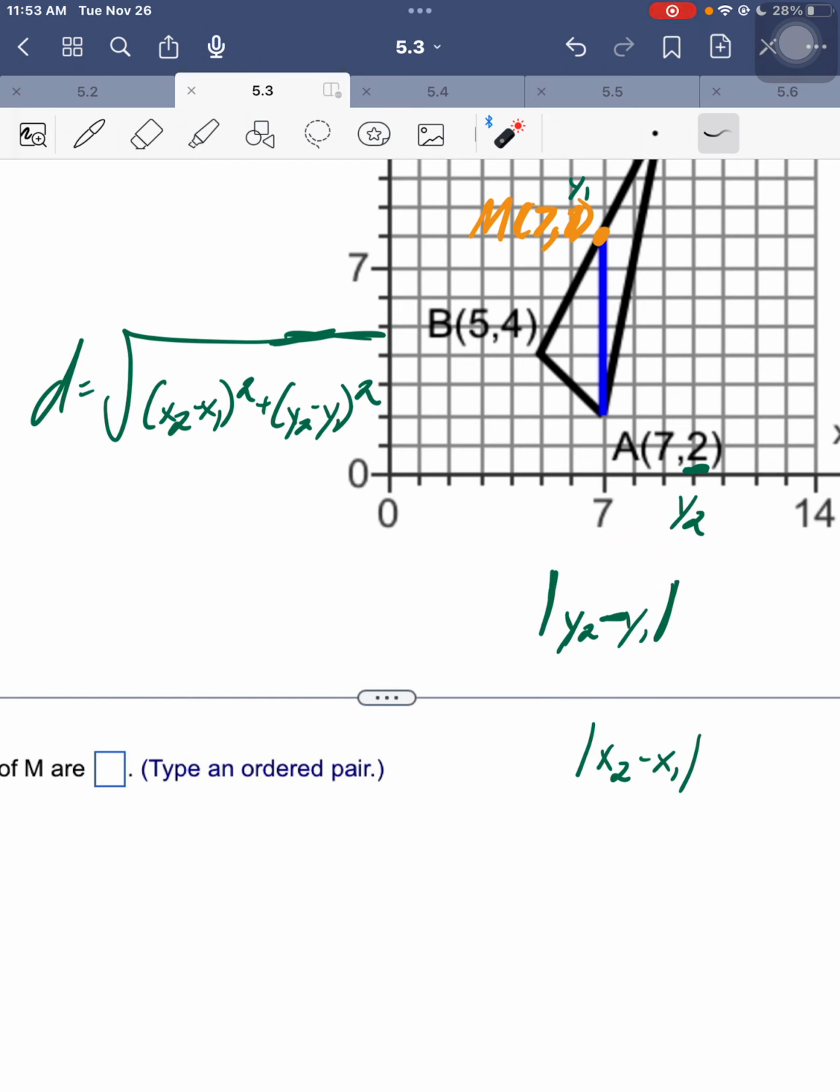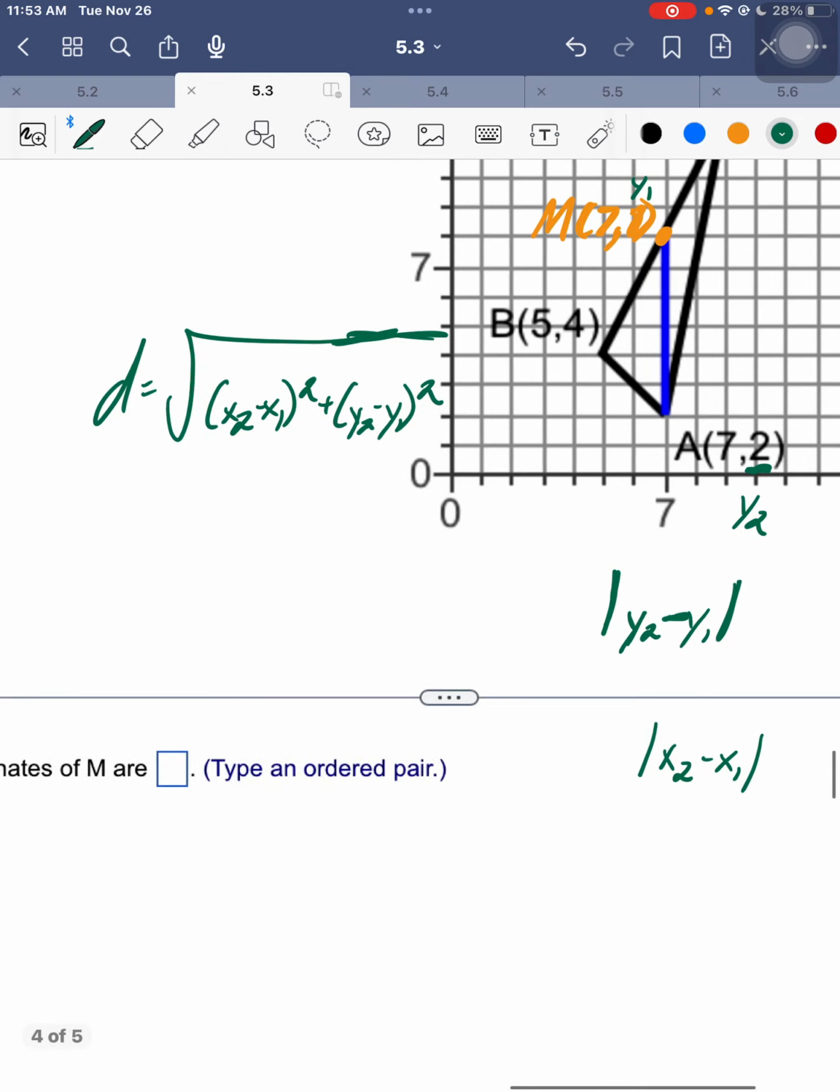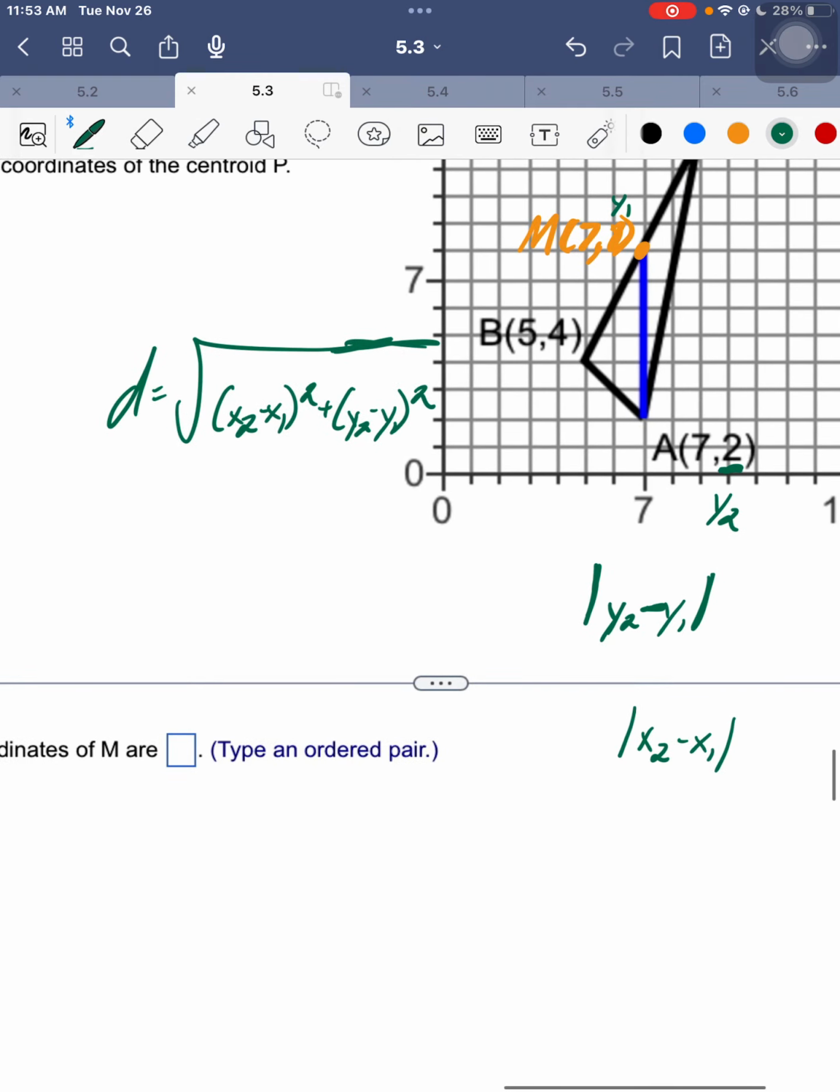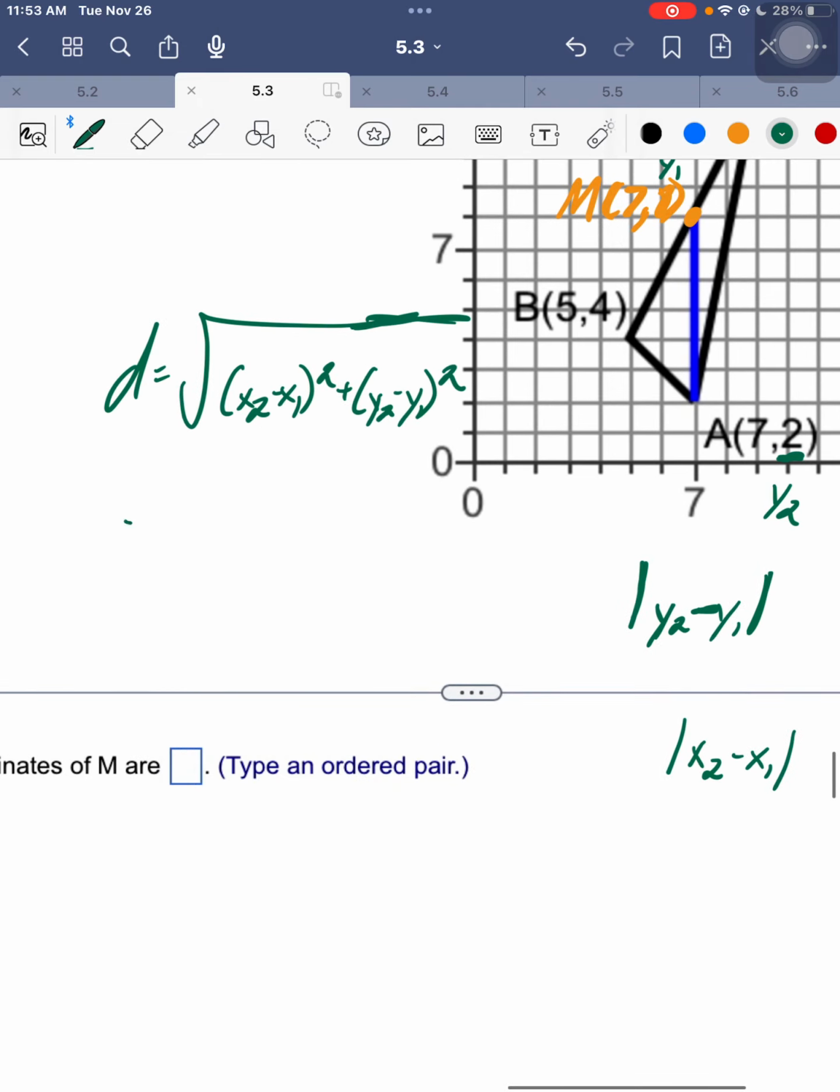This is the distance formula to find the length of a vertical line. And this is the distance formula to find the length of a horizontal line. But if we really wanted to use our distance formula, like if you were just like, you know what, I have the distance formula on my reference sheet, I'm just going to use it, you could do that.